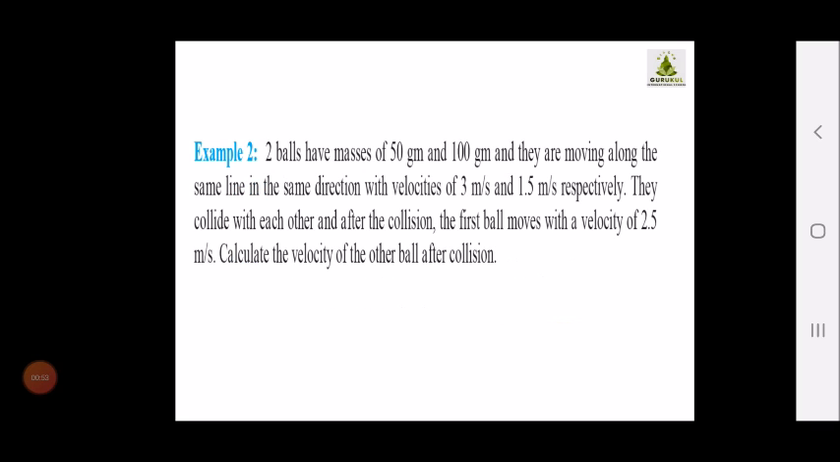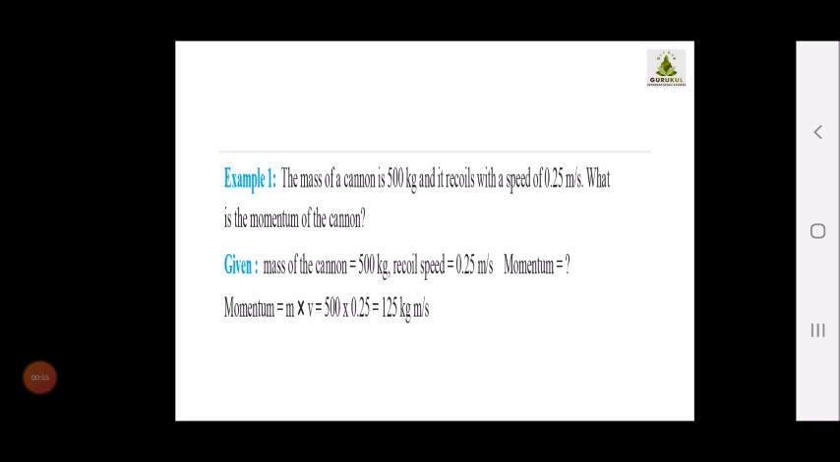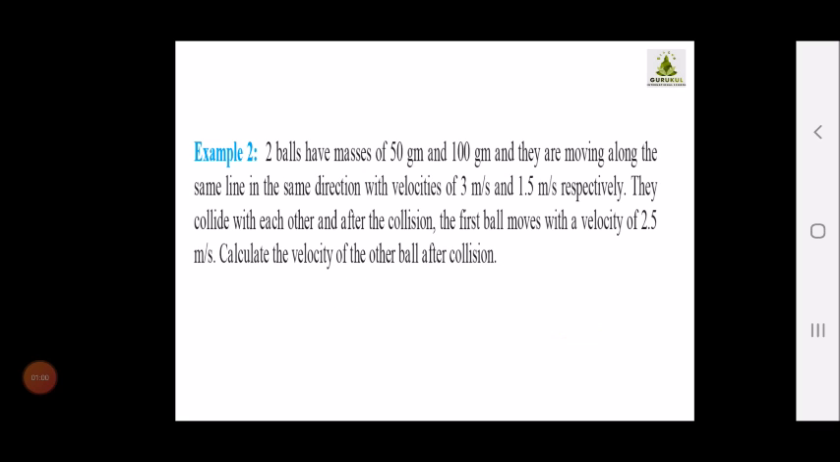The next solved example, students, is given in your textbook. You can solve from your textbook also as your teacher is explaining, so your concept will become more clear. Next: two balls have masses 50 gram and 100 gram, and they are moving along the same line in the same direction with velocities of 3 meter per second and 1.5 meter per second respectively. They collide with each other. After the collision, the first ball moves with a velocity of 2.5 meter per second. Calculate the velocity of the second ball after the collision.